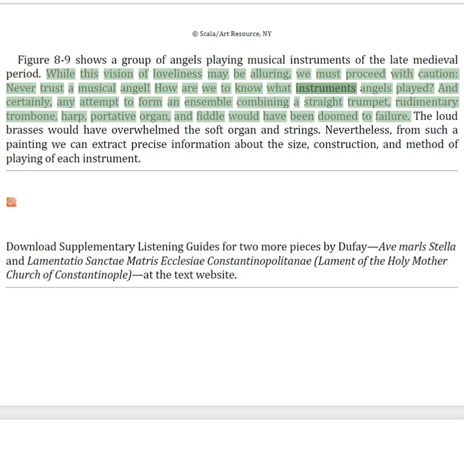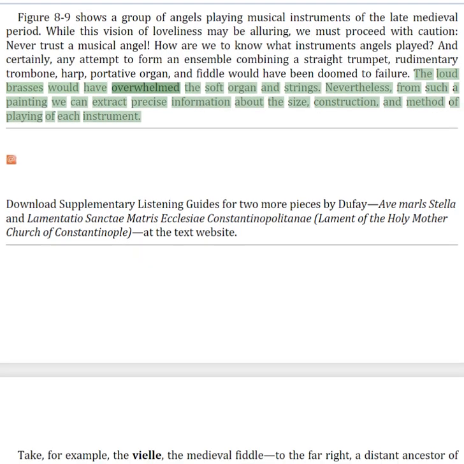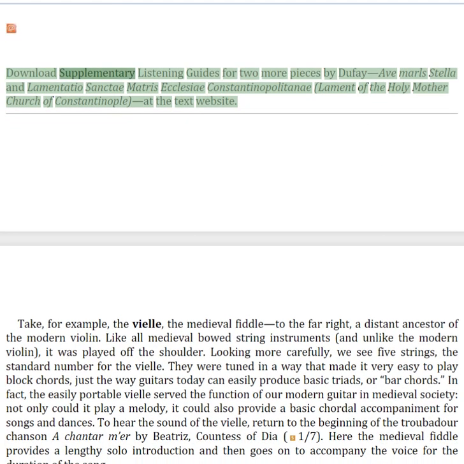How are we to know what instruments angels played? And certainly, any attempt to form an ensemble combining a straight trumpet, rudimentary trombone, harp, portative organ, and fiddle would have been doomed to failure. The loud brasses would have overwhelmed the soft organ and strings. Nevertheless, from such a painting we can extract precise information about the size, construction, and method of playing of each instrument. Download supplementary listening guides for 2 more pieces by Dufay, Ave Maris Stella and Lamentatio Sancti Matris Ecclesiae Constantinopolitani, at the text website.